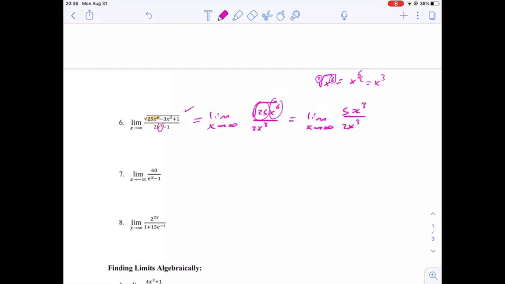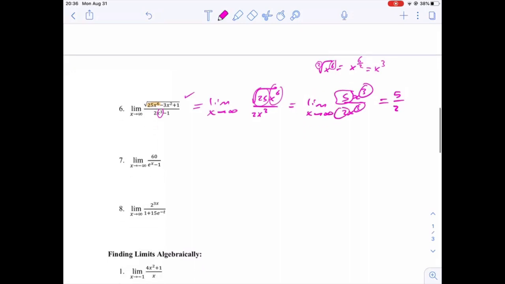So this is x cubed. Now, as you can see, the power is the same, so we just pay attention to the coefficients 5 and 2, 5 over 2, and that's it. Now let's do this problem, problem 7.